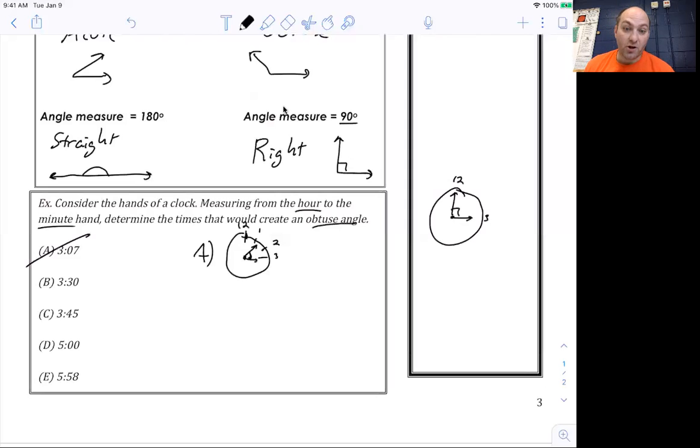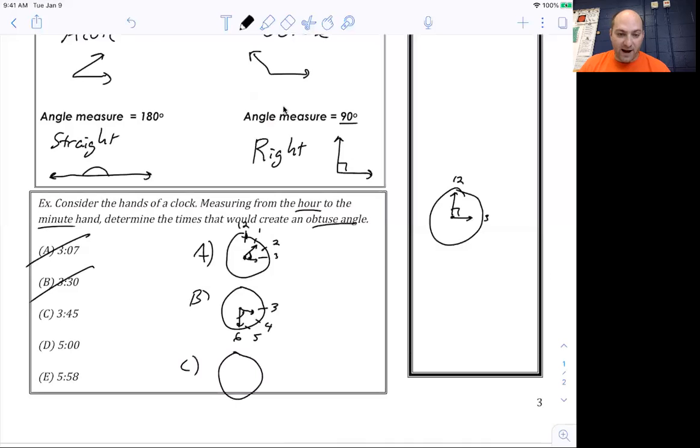3:30. This is another good one. This is always tricky. So same idea. The minute hand is going to go down here towards the 6 for 30. And a lot of people think that the hour hand is going to be right at the 3, but again, it's not. So we got 4 and 5. The hour hand is going to be in between the 3 and the 4. Okay? So this, if I look at that one, is also an acute angle. So no good.